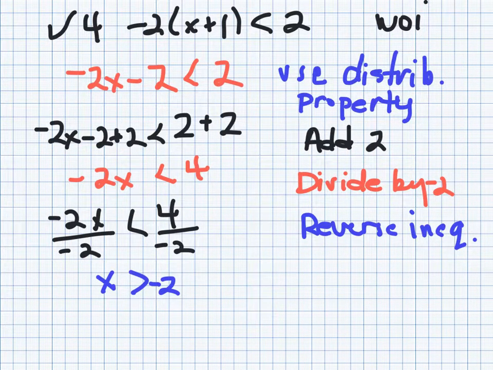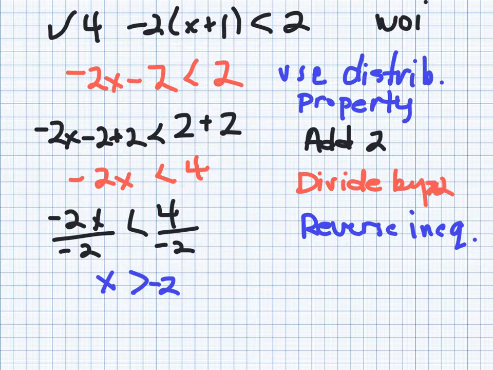Okay, for checkpoint 4, we have negative 2 times (x plus y) is less than 2. Sorry, I've written the original inequality. We're going to use the distributive property to get negative 2x minus 2 is less than 2. We add 2 to both sides. We end up with negative 2x minus 2 plus 2 is less than 2 plus 2.